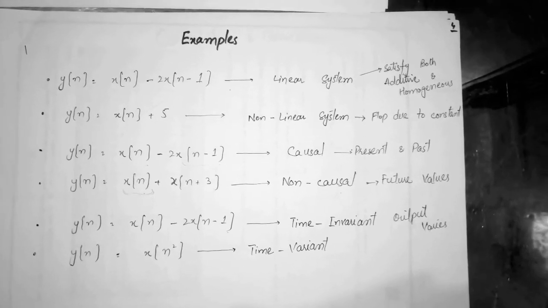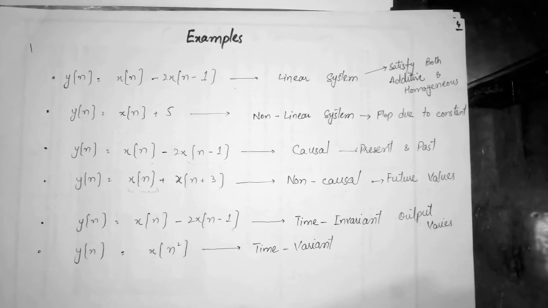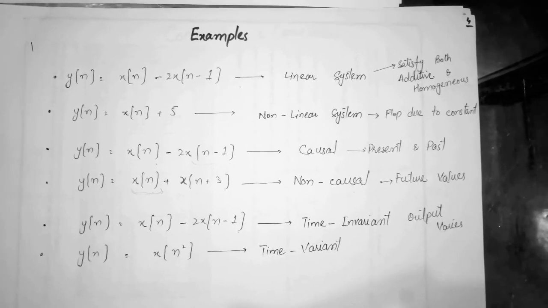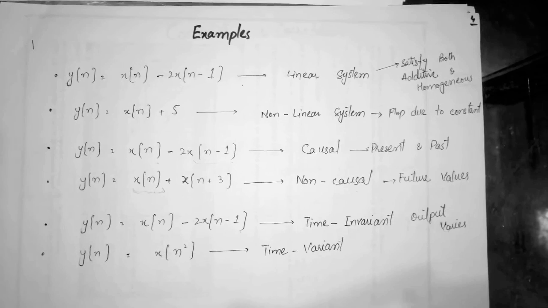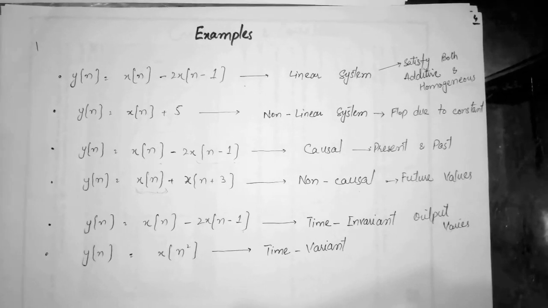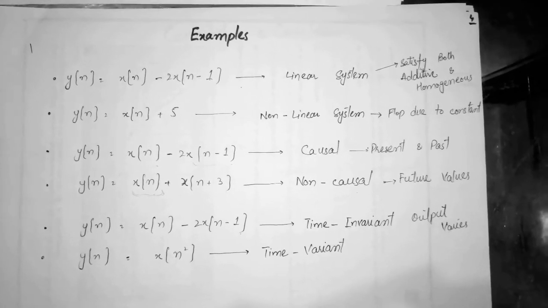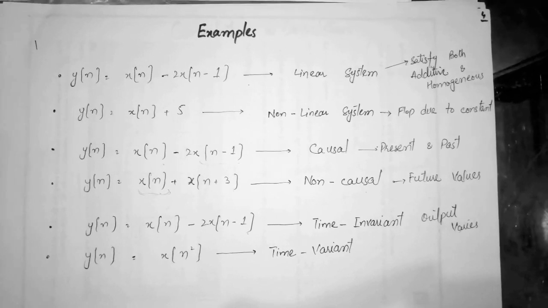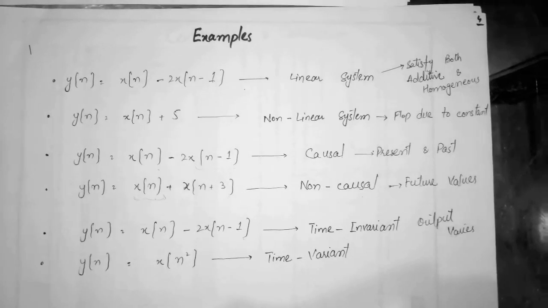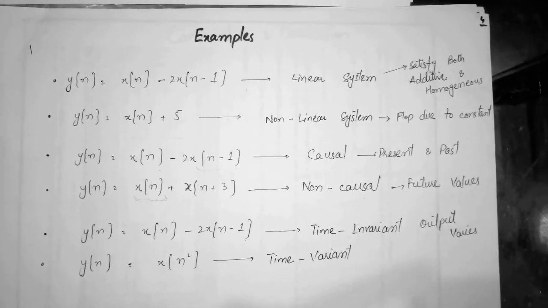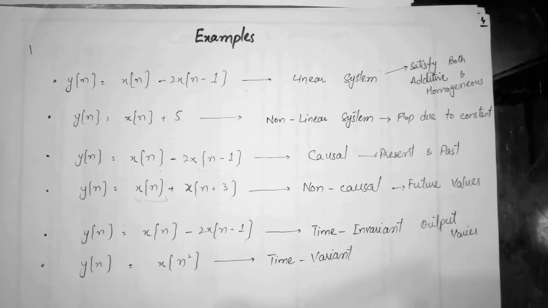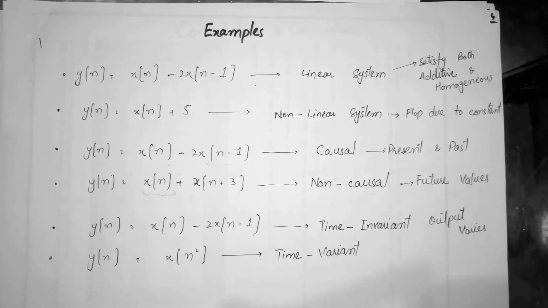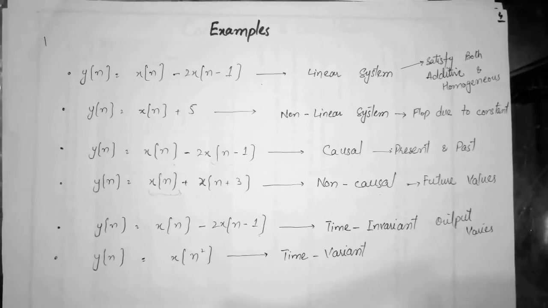Here are some examples of linear, non-linear and other systems. The first equation gives us a linear system as it satisfies both the additive and homogeneous properties. The second system is a non-linear system. It fails due to the constant values it has and does not satisfy the properties. The third system is a causal system. It depends on the present or past. The fourth system has a future value, so it is a non-causal system. The fifth is time invariant and the sixth is a time variant system.